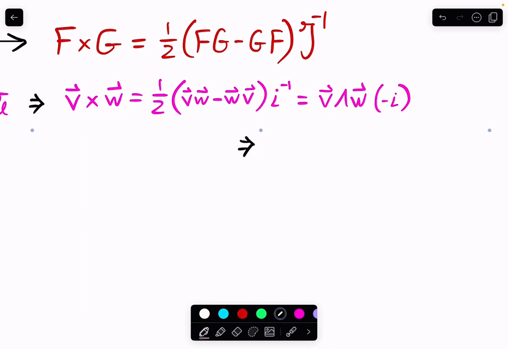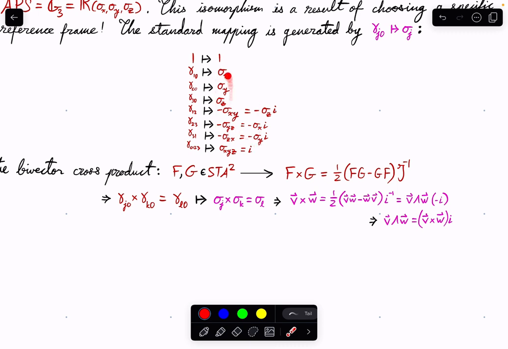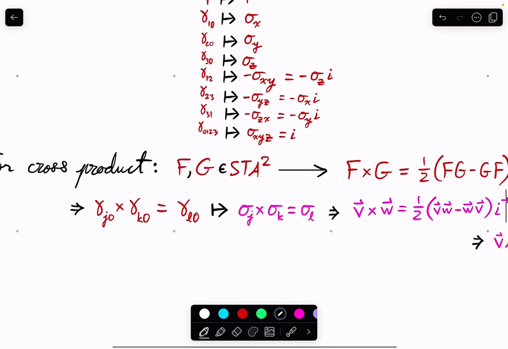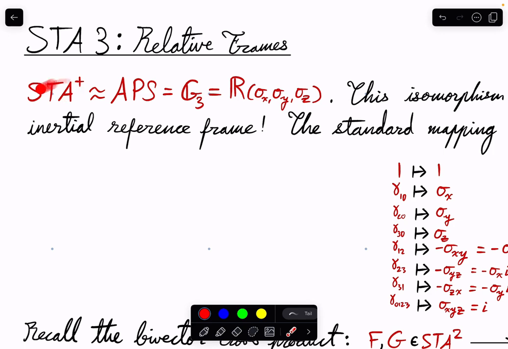V wedge W is equal to V cross W I. So through this mapping, we're able to reconstruct an already known identity of the algebra of physical space. So that's more proof that this indeed maps to the algebra of physical space and allows for that structure to exist, or that it's more of a structure of relativity than it is the algebra of physical space. It's pulling it in from the space-time algebra because it's isomorphic to the space-time algebra's even subalgebra.